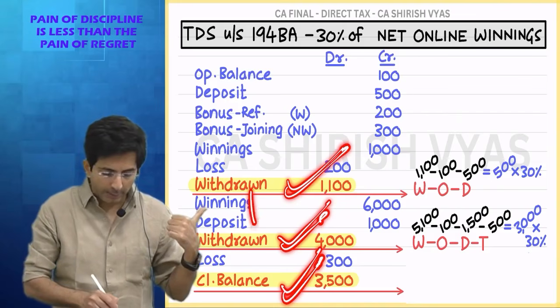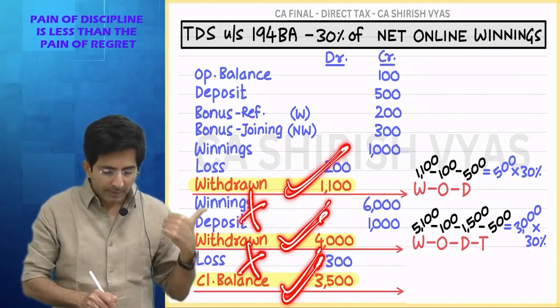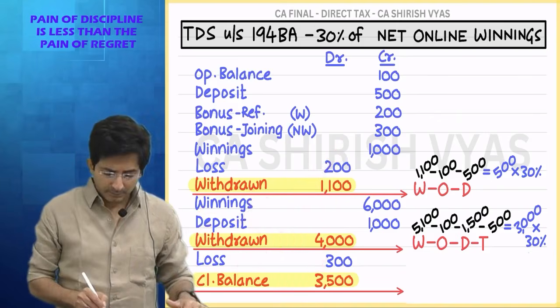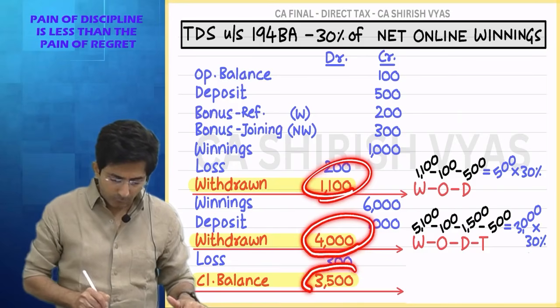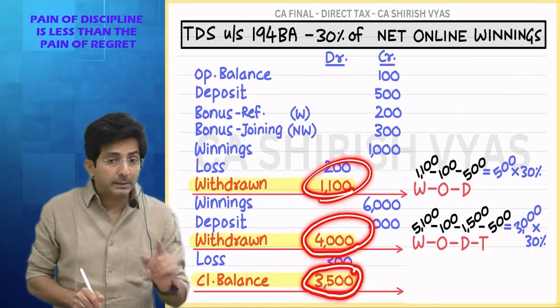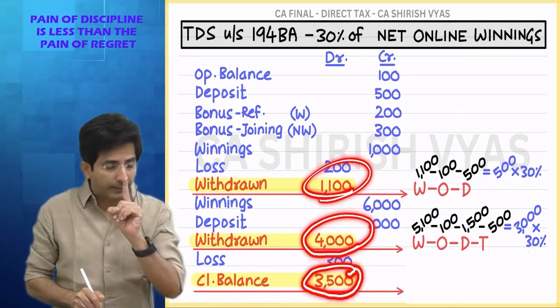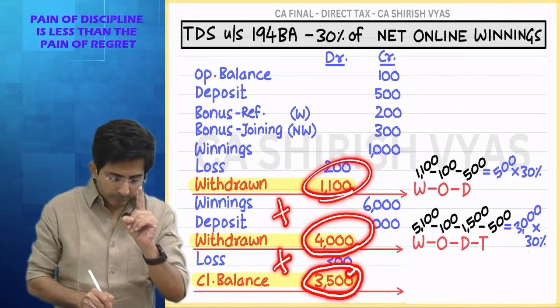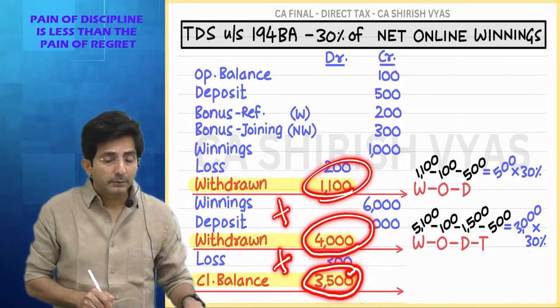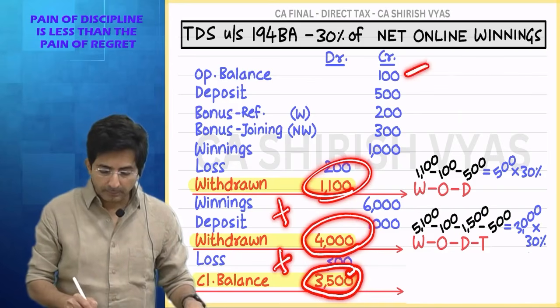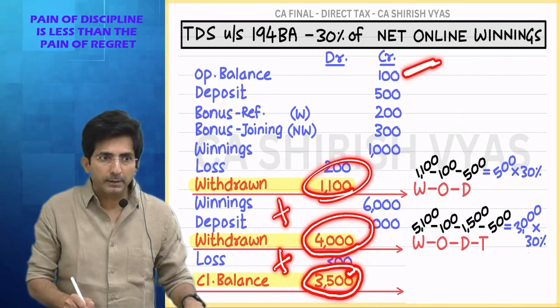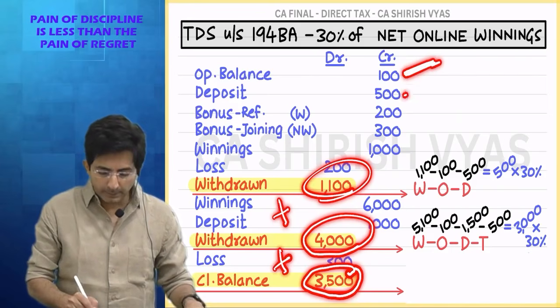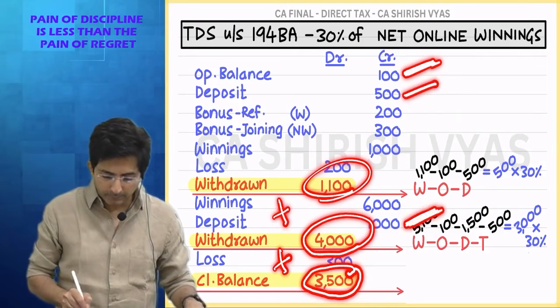3200. So add all. Add fast. 1100 plus this 4000 plus the withdrawable closing balance, 3200. Mind you, 3200. So what is the total? 8300. From that you subtract opening balance. Keep calculating. 8300 minus 100, 8200, minus deposits. Two times I made deposits, 500 and 1000.